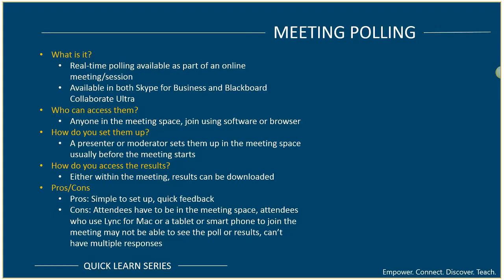You get quick feedback. The hard part is, in order to do it in a meeting space, you have to have people get to the meeting space. And maybe if the poll is the only thing you want to do, maybe then that's not really a good option. And like some of you have seen here today, if you're using a tablet, a smartphone, or the link for a Mac version to join the meeting, you won't be able to vote on those poll options.